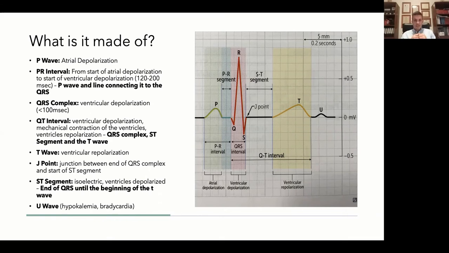Last but not least, it's very important to talk about the QT interval, which will be the ventricular depolarization and the mechanical contraction of the ventricles, as well as the ventricles repolarizing. Is this clear? Is there someone that wants to ask something? I'm here to listen if you have any questions about this. This is a very important slide, and you need to understand how this works. Everything we will talk about today is based on the understanding of how this functions. Okay, if anything, we'll go through it later.